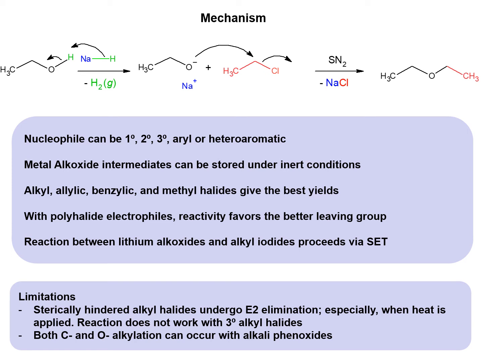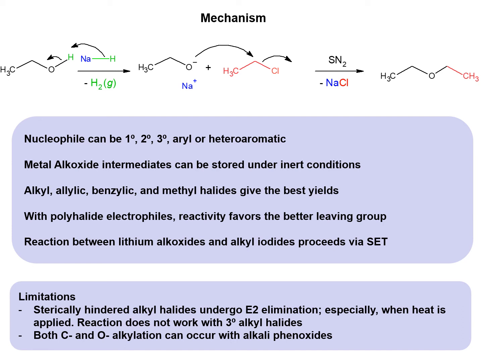With polyhalide electrophiles, the reactivity favors the better leaving group. For example, if you have an alkyl halide with both a bromo and an iodo moiety, the reaction would favor the iodo because the iodo is a better leaving group. The reaction between lithium alkoxides and alkyl iodides proceeds via a single electron transfer.